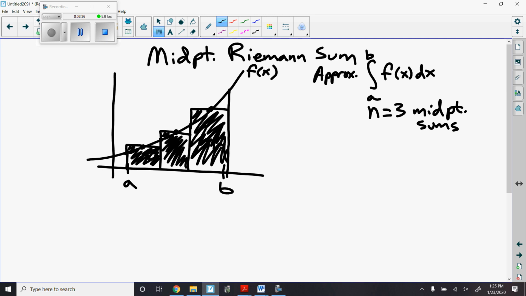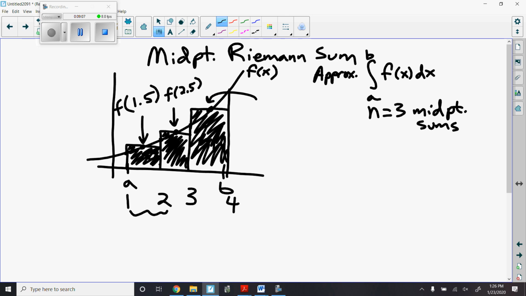And then again, if you're doing this, let's say, thinking of numbers, this was 1, 2, 3, 4. To figure out this value here, since it's between 1 and 2, I'm going to plug in 1.5. I'm going to do f of 1.5 to figure it out. Here I would do f of 2.5. And this one I would do f of 3.5. So I'm going to have to plug those things in and just take the point that's in between the two boundary points.